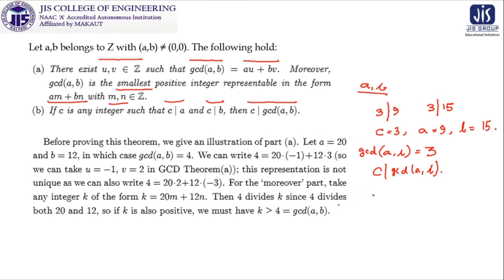What they are taking is A equal to 20 and B equal to 12. So obviously the GCD will be 4. Now 4 can be written as AU plus BV, that means 20U plus 12V. That means you will get U and V from Z such that this can be done. You can find it with the help of the Euclidean algorithm, but we are not going to show it.